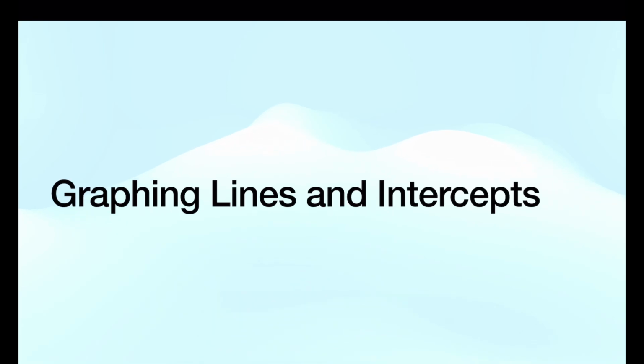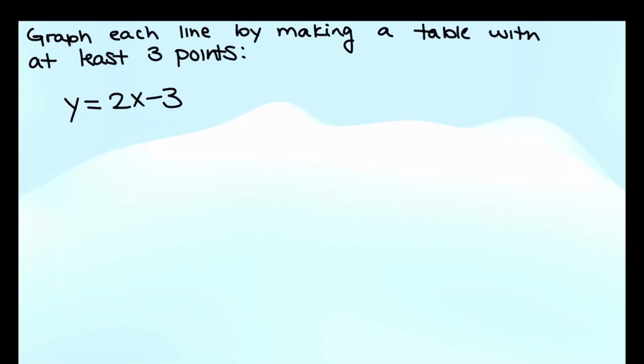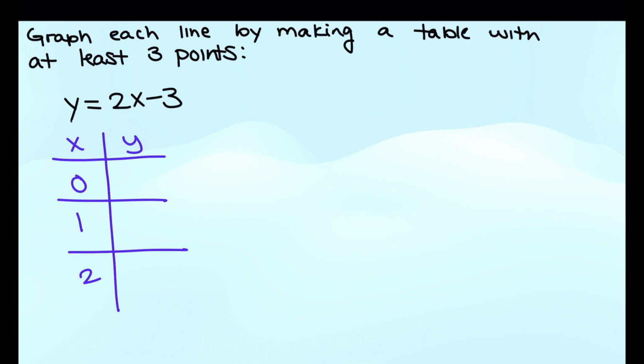This video is going to run through both finding intercepts and graphing lines. Let's start by doing a couple of examples that involve graphing linear equations in two variables. And we're going to graph by making a table of values that contains at least 3 points. So I've got the equation y equals 2x minus 3.